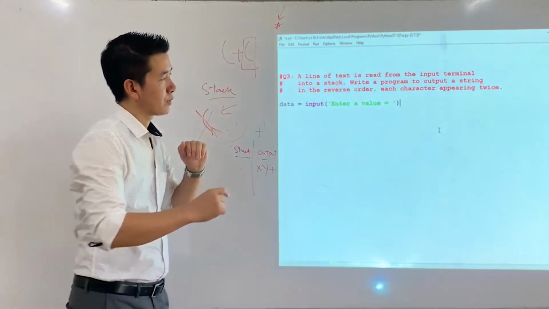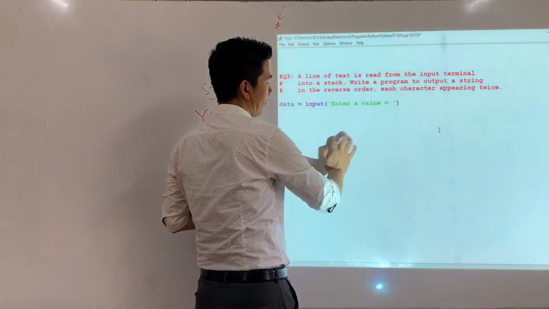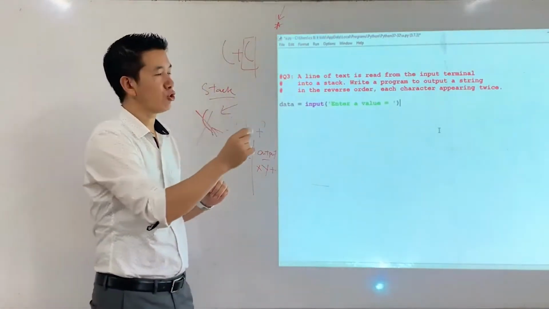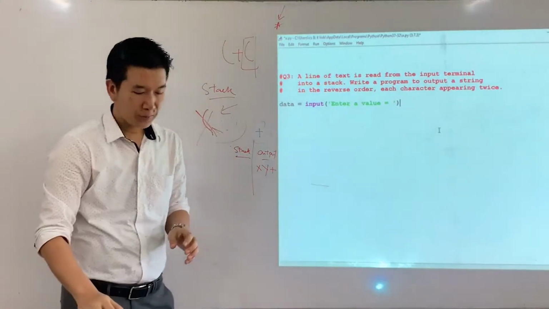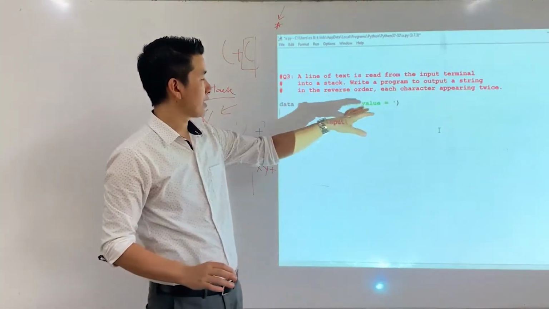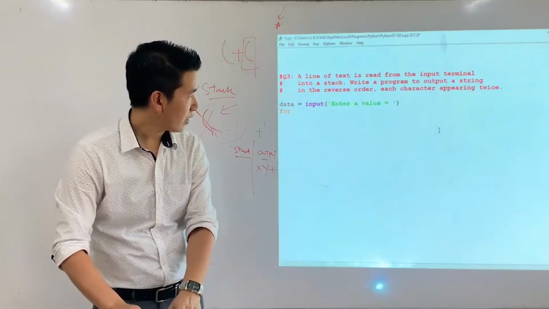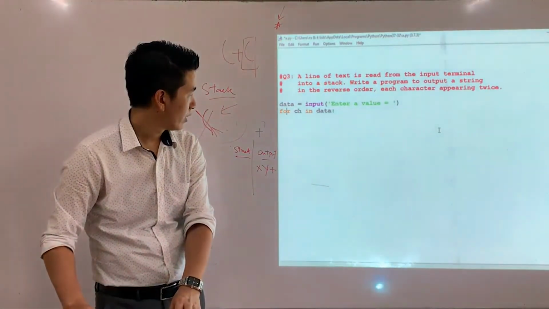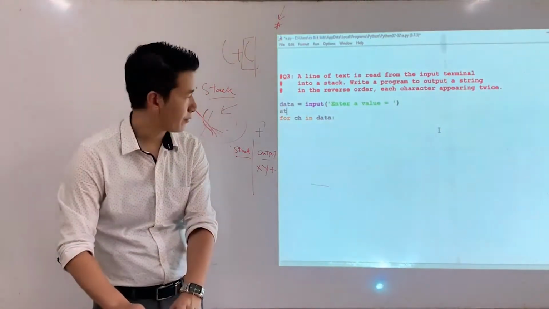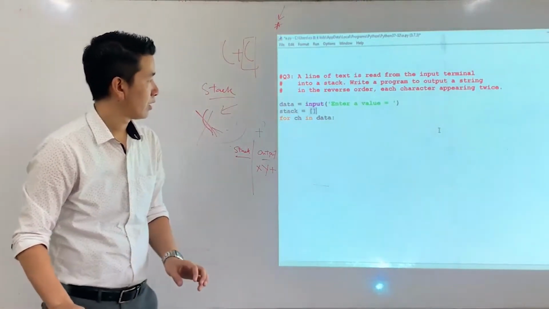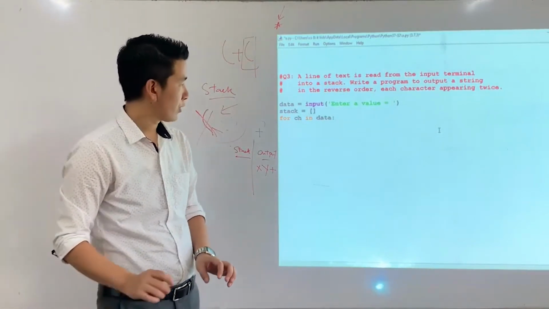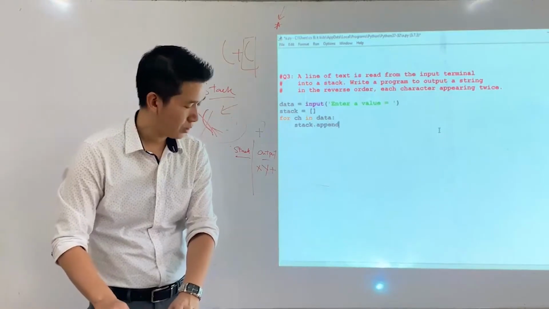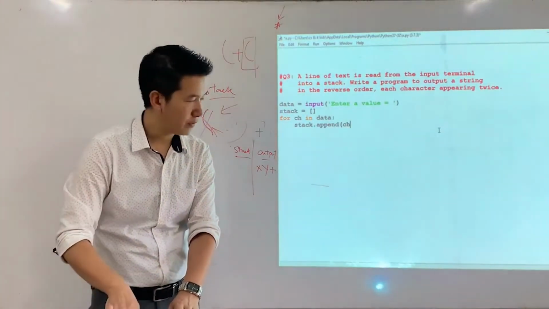So if it's apple, the E will be the first one to get out of the stack, but E should appear 2 times, right? So this is a simple program. So first get the string in data, and then for ch in data, let's prepare a stack. So you have an empty stack like this, and then press enter. For ch in data, you use the function append, and then you have the ch.